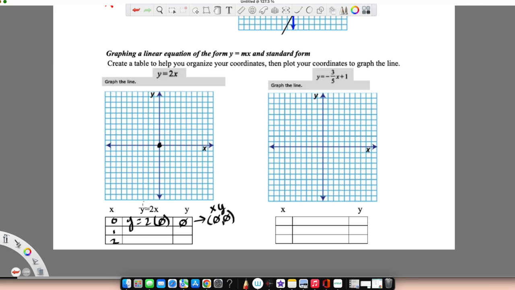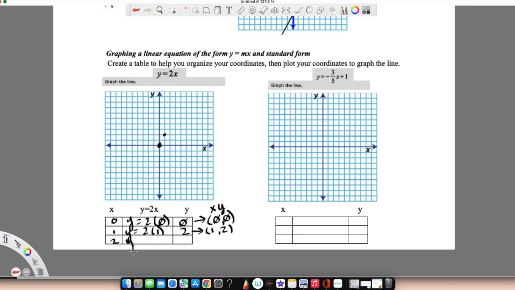Now I'm going to go y equals 2 times 1. So 2 times 1 is 2. So now this coordinate is 1 for the x and 2 for the y. So now I'm going to go 1, 1, 2. And now I'm going to do the last one here.